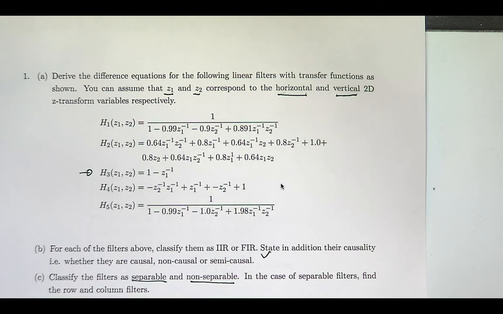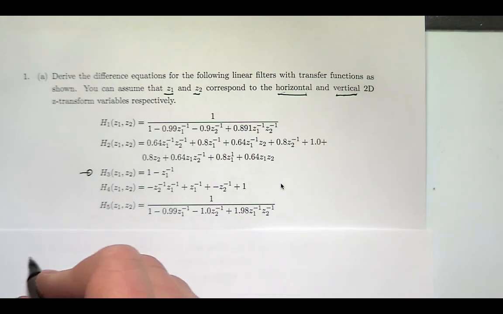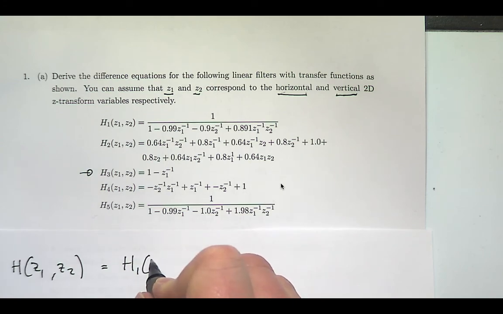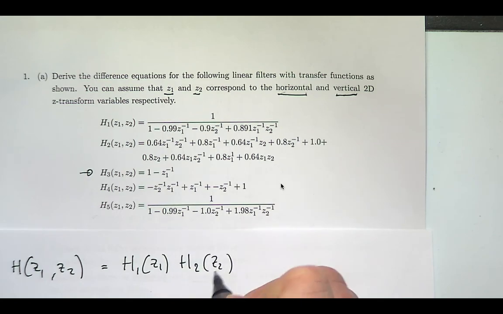And if it's separable, we have to say how we achieve that. So do you remember what separable means in the Z domain? Okay, so separable in the Z domain means that if you have h of Z1, Z2, you can say it's h1 of Z1 times h2 of Z2.